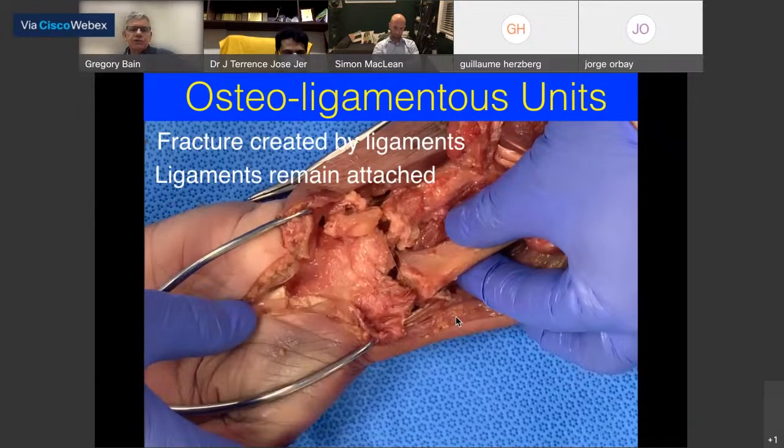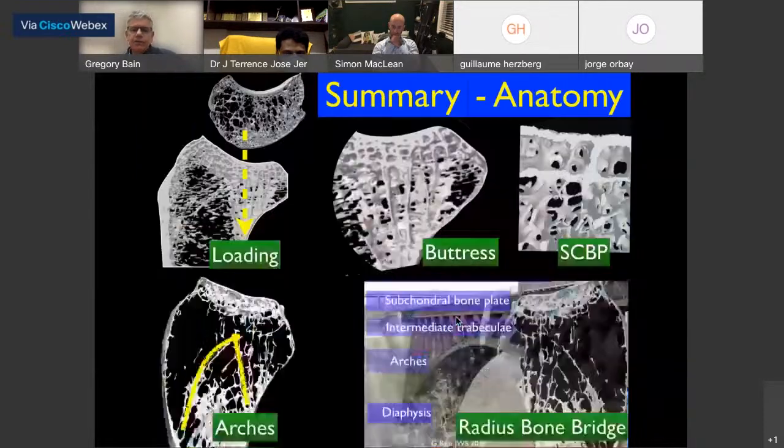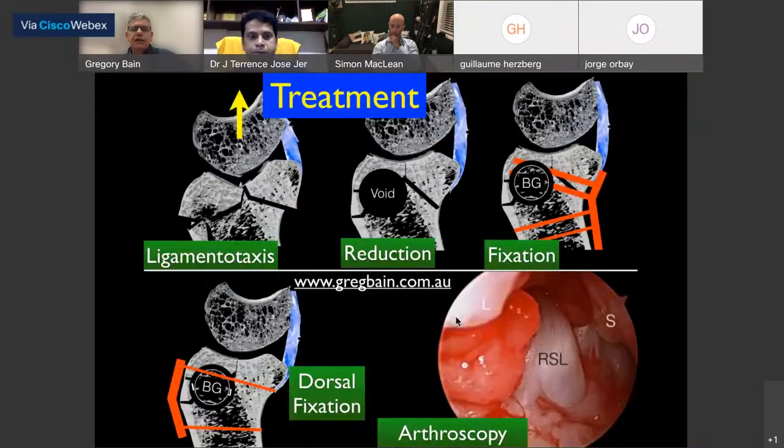So the osteo-ligamentous concept is that the fractures are involved with creating the injury. The ligaments remain attached. They determine the settling position, the contracture, and it can be stiff and unstable. So in summary, we need to respect the anatomy. We need to understand the osteo-ligamentous units, and we need to be able to apply these to our treatment algorithms to get the best outcomes for our patients.